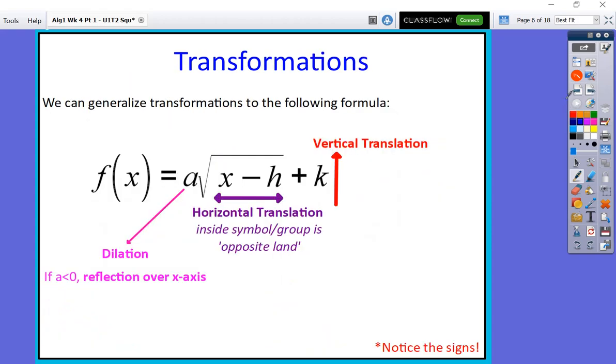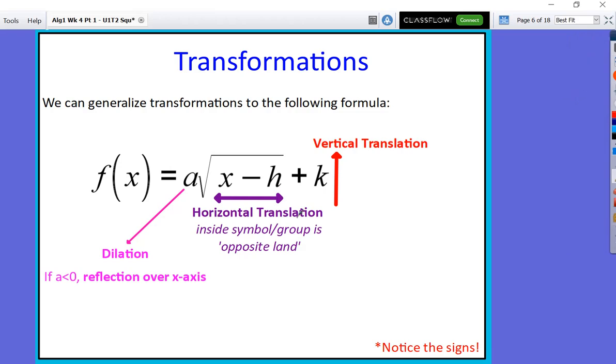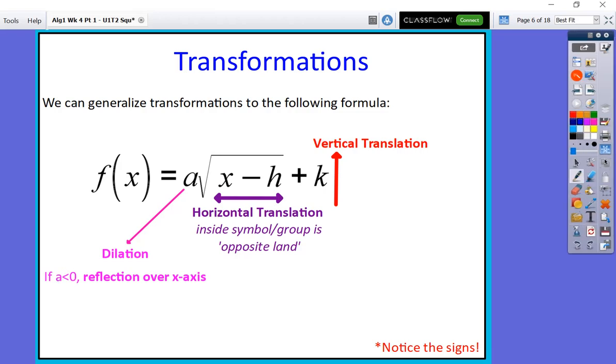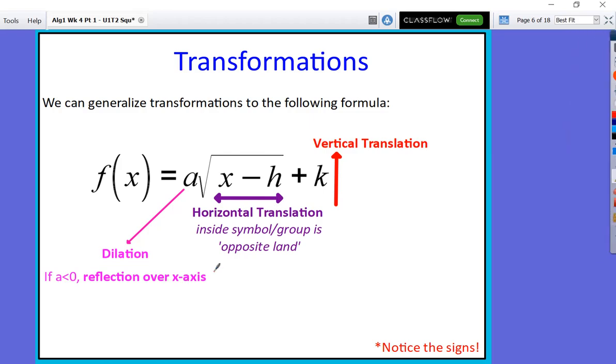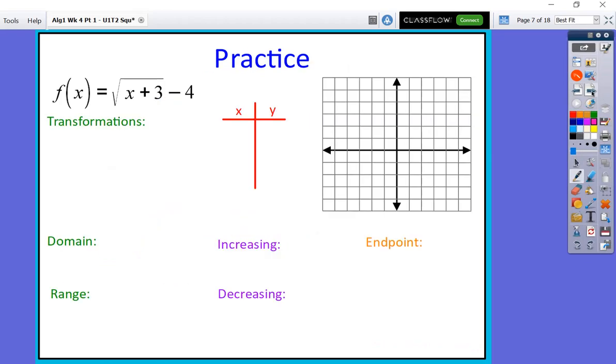Now this is something we discussed last year, okay? This is Miss Sohn's not so mathematical way of saying horizontal translation. Inside the group or symbol with the x is opposite land. You just go in the opposite direction. Vertical translation, good. We can get dilations if there's a number in front. If a is less than 0, this is a reflection over the x-axis, all right?